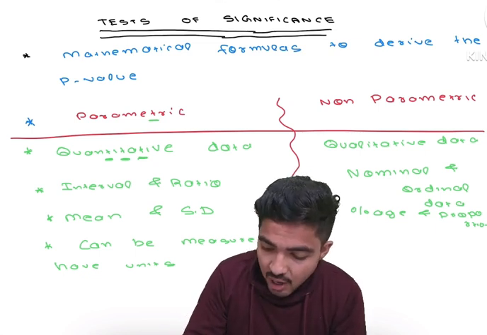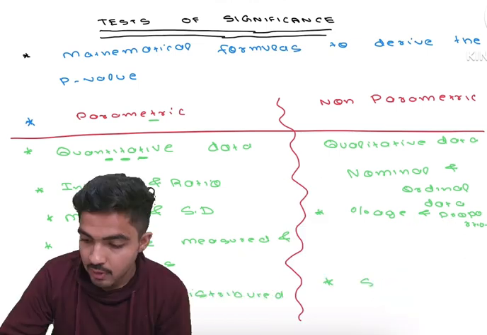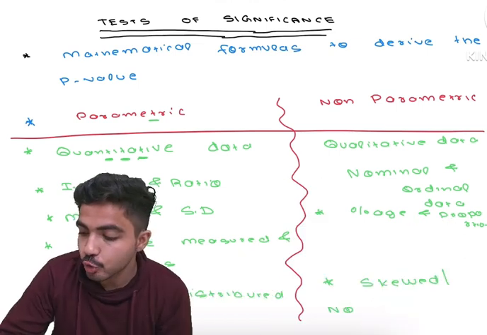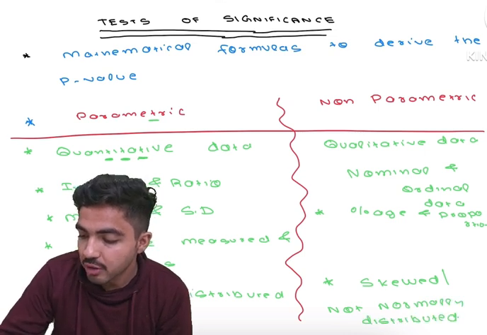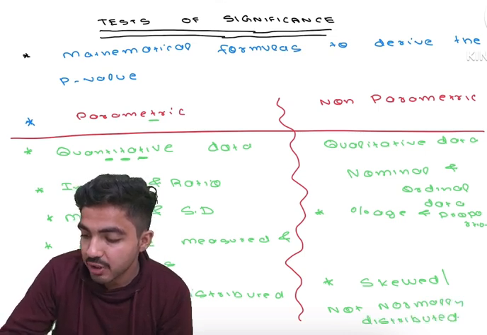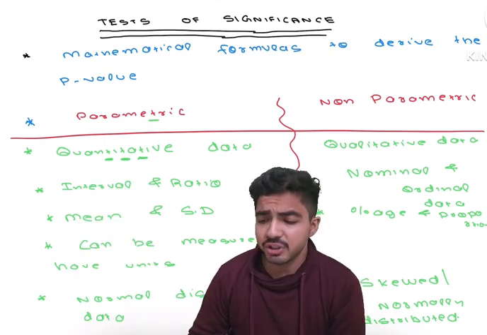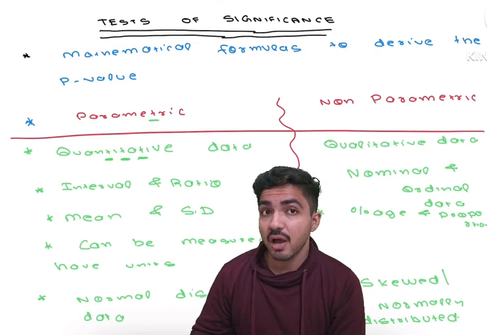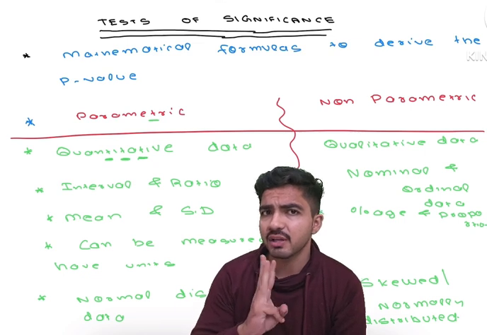Parametric tests are performed for normally distributed data, and non-parametric test is used when data is skewed or not normally distributed. Now tell me, the staging of cancer will come under which type of test? I want to ask you what type of data it is. Staging of cancer. Let's take an example, stage 1 cervical cancer, stage 2 cervical cancer.